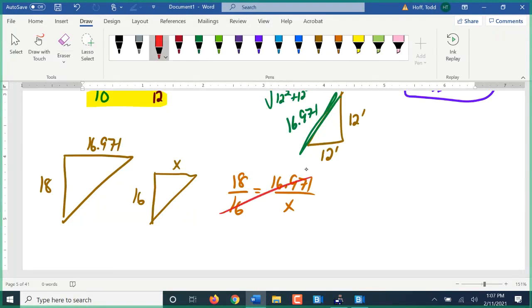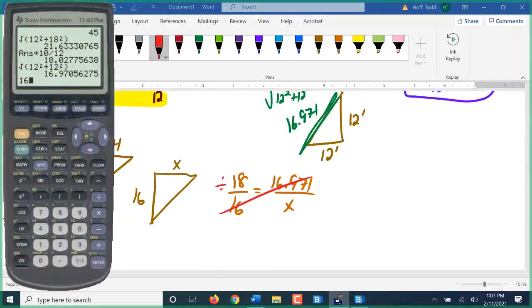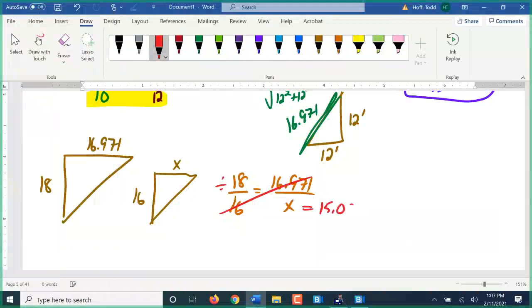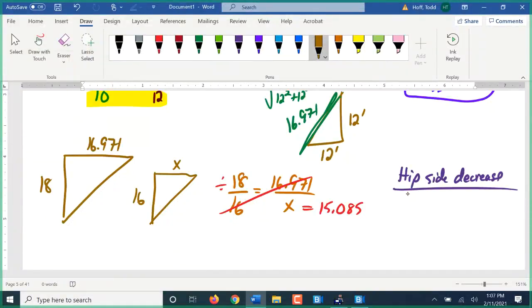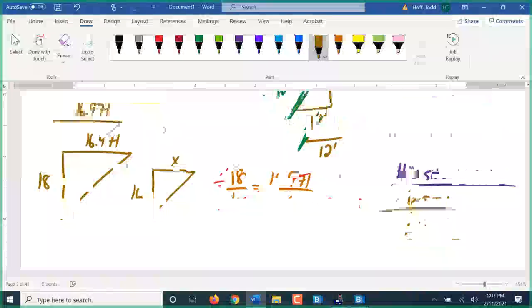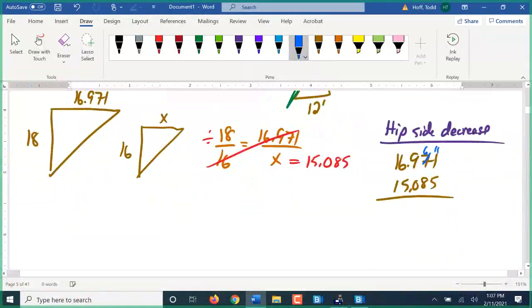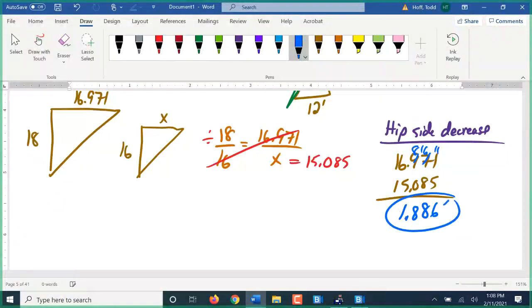We can cross multiply and divide. 16 times the 16.971 divided by 18 is 15.085. So our hip side decrease is going to be that difference. 16.971 minus 15.085 is 1.886 feet. And again, I'll trust you can turn that back into feet, inches, and sixteenths.